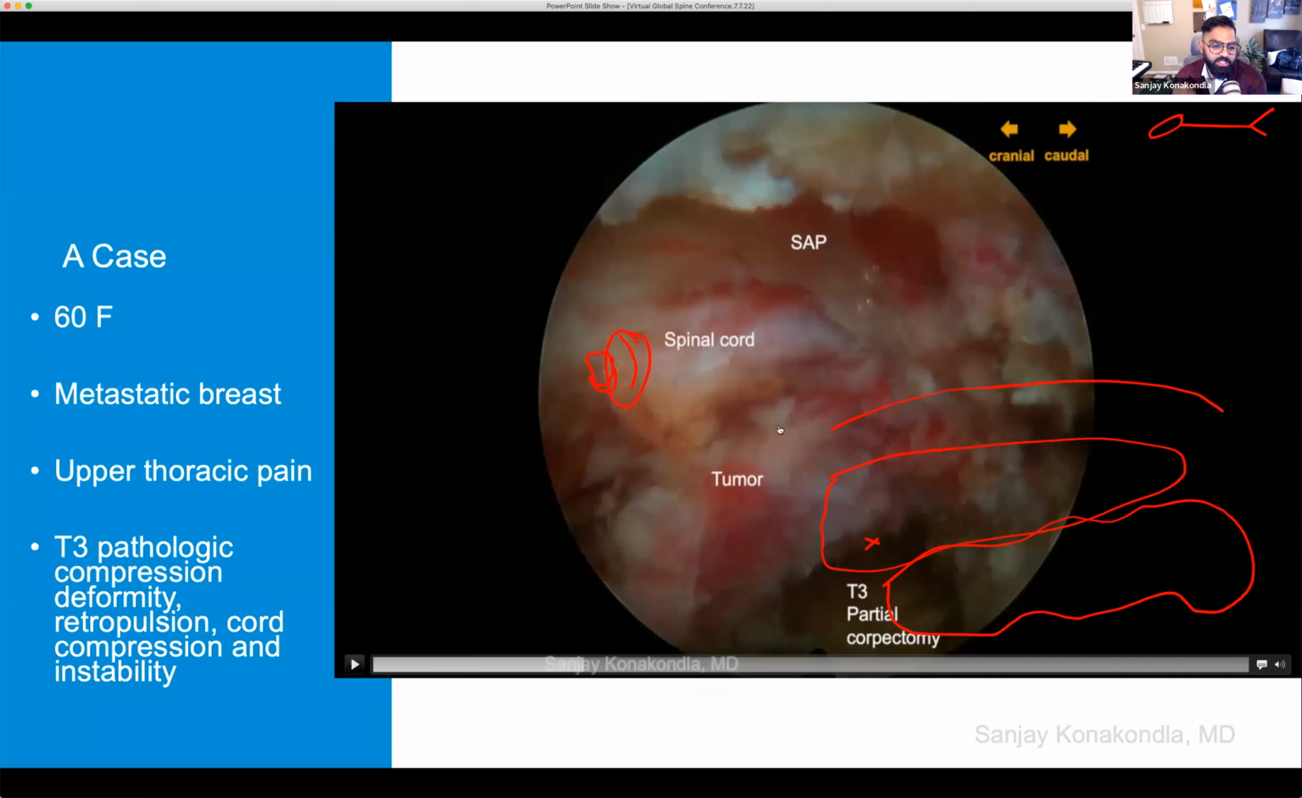So this is actually a nice shot to look at. Try to ignore the lines that I drew in the previous picture, but remaining portion of the SAP, spinal cord, and all this tumor here. This hole is the partial corpectomy that we were able to do with the drill. And this is not trivial. We're drilling, we're taking out the drill, we're bipolaring, we're putting the drill back, we're drilling a little bit more, putting the bipolar in and bipolaring. And it's a process to get that work done.